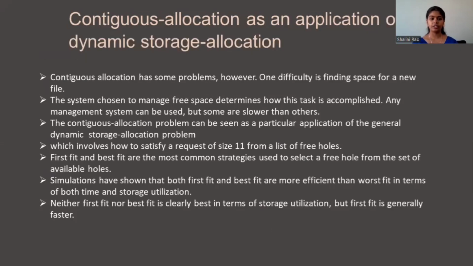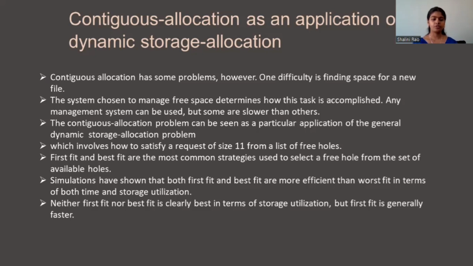Next, we have contiguous allocation as an example of dynamic storage allocation. Contiguous allocation has some problems. One difficulty is finding space for a new file. The system chosen to manage free space determines how this task is accomplished. Any management system can be used, but some are slower than others. The contiguous allocation problem can be seen as a particular application of the general dynamic storage allocation problem, which involves how to satisfy a request of size n from a list of free holes.